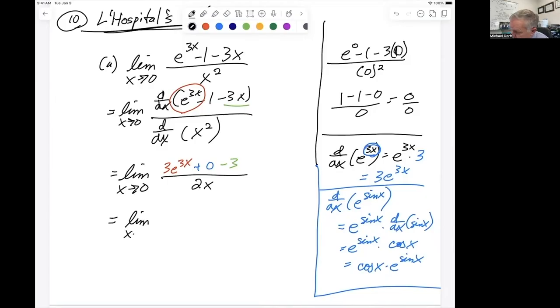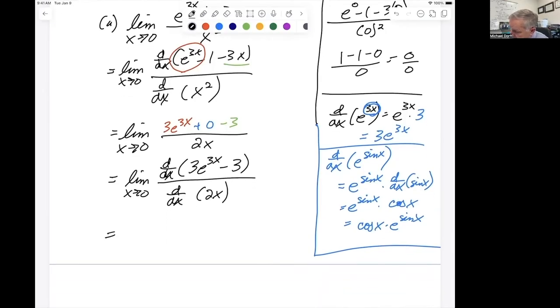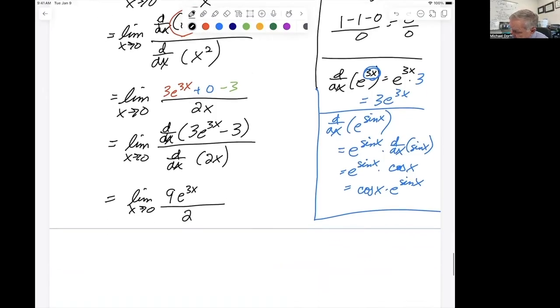So I now take the derivative, again, of the top. I'm going to leave off the plus 0, and I take the derivative of the denominator. L'Hopital's rule says it still will work, so then I get the limit as x goes to 0. The derivative now of 3 times e to the 3x will be 9e to the 3x. And the derivative of minus 3 is 0. And then the derivative in the denominator of 2x is just 2. Now when I do the substitution method, I'm going to get 9e to the 0 over 2. And this is 1, so I get 9/2 as my answer.